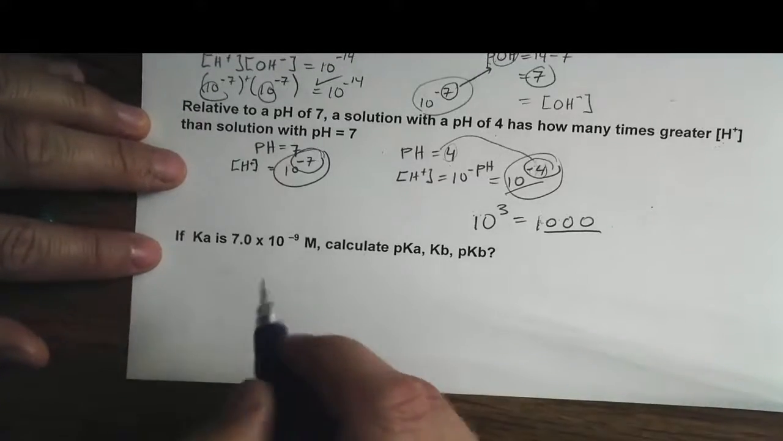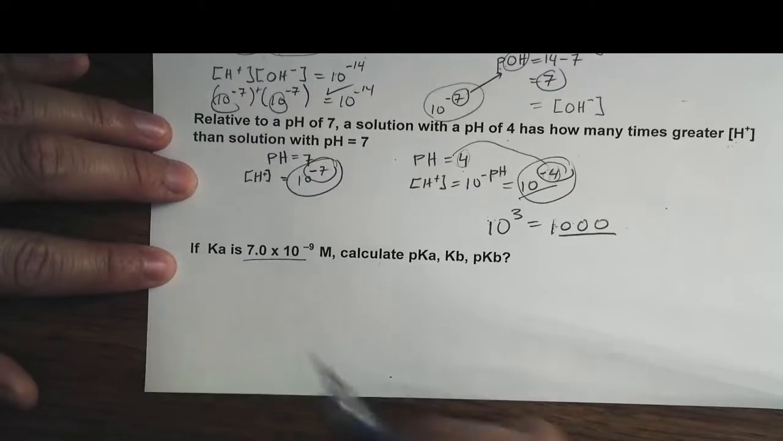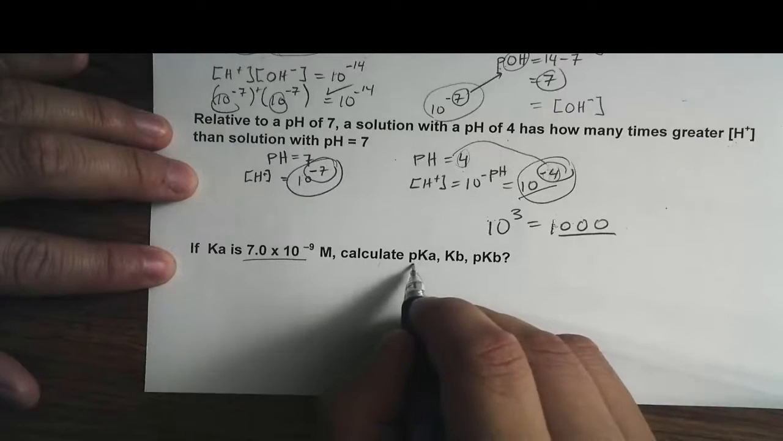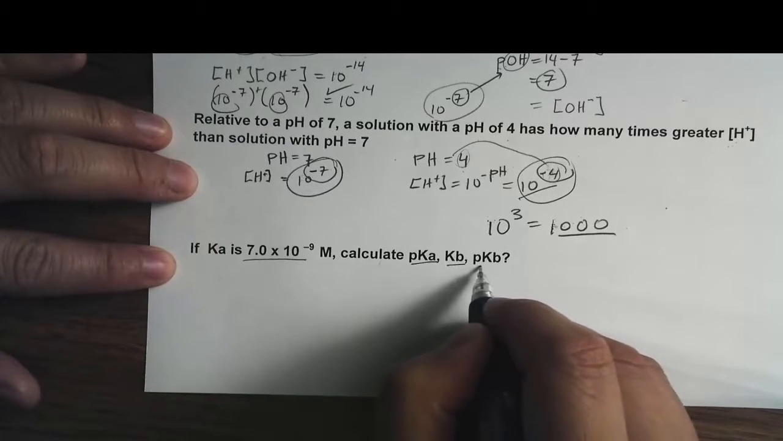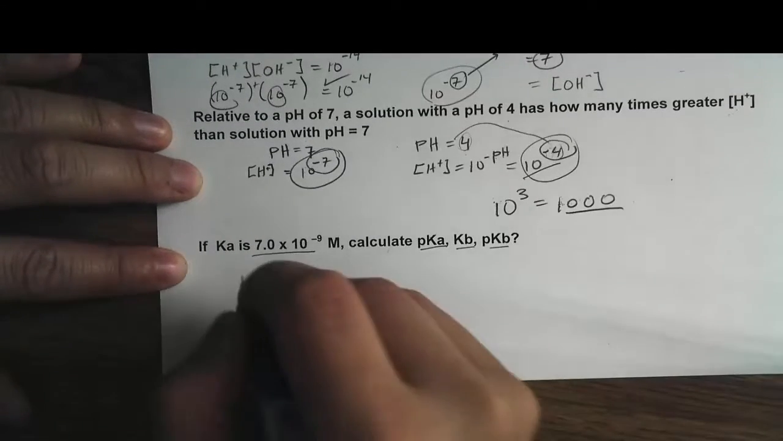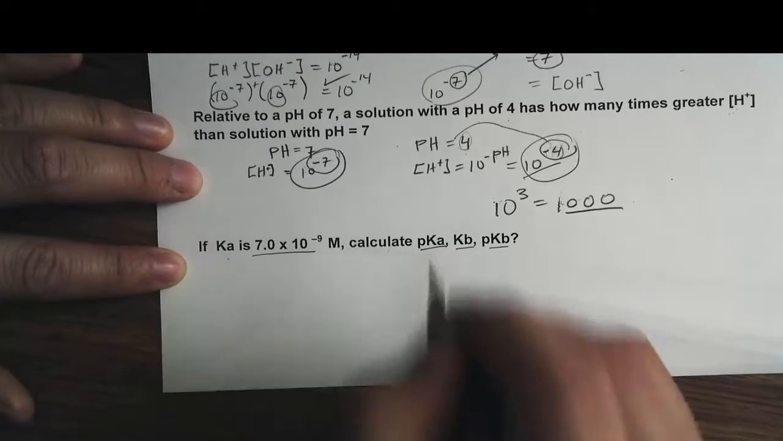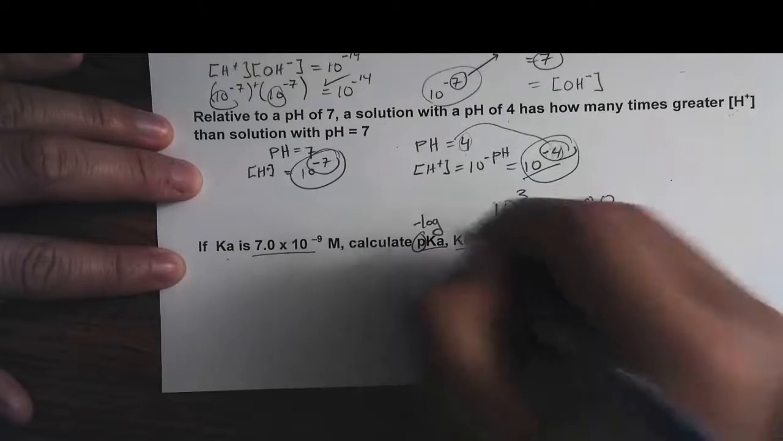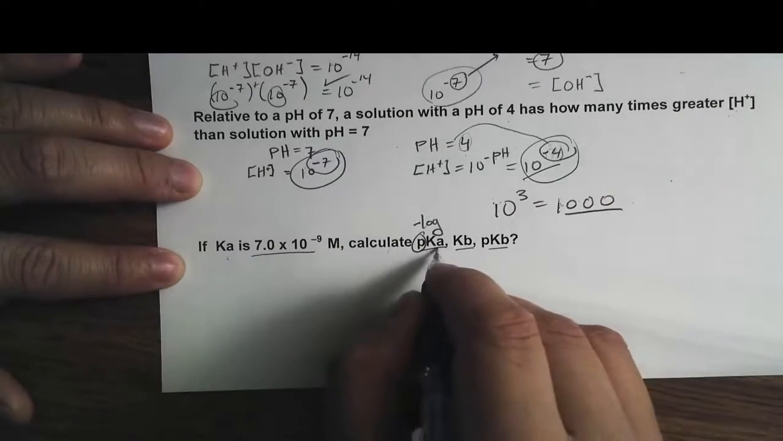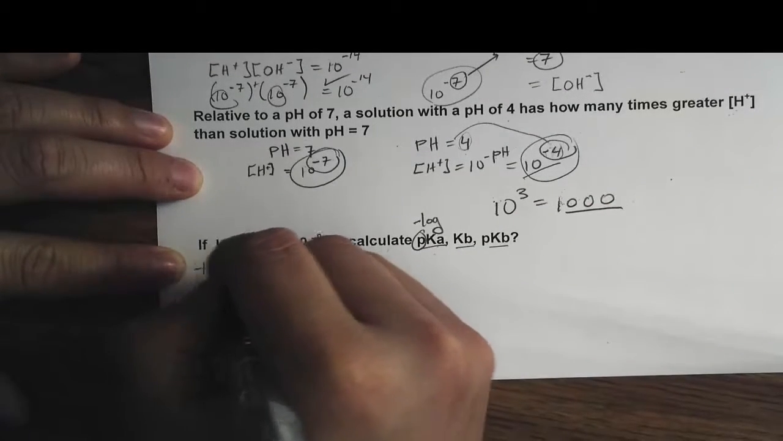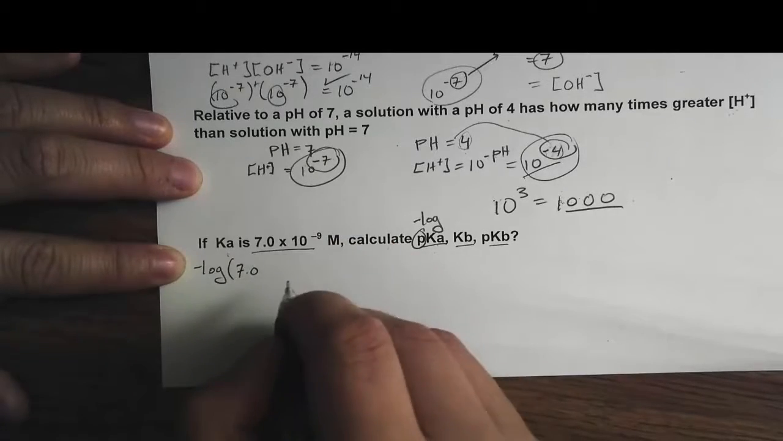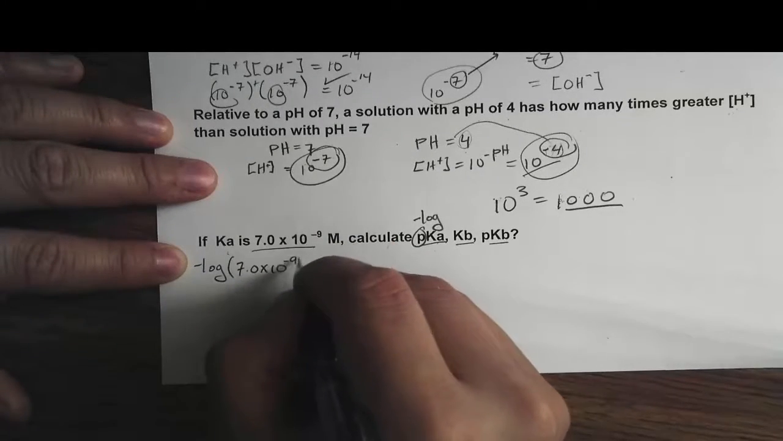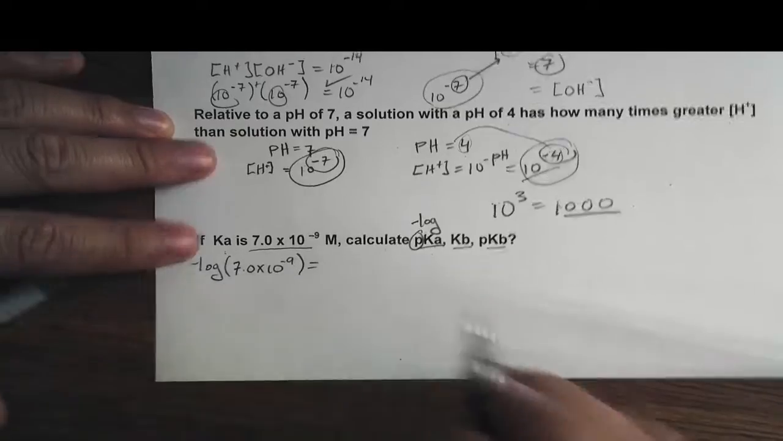It is extremely easy. Now let's get to Ka. So we have Ka, and we want to calculate pKa, Kb, and pKb. To get from Ka to pKa, that's pretty easy. P is equal to what? Negative log. In this case, it's the negative log of Ka, so we have negative log of 7.0 times 10 to the -9. And that will give us what?